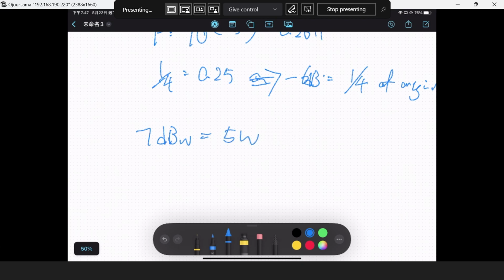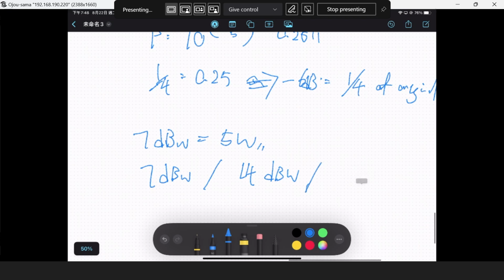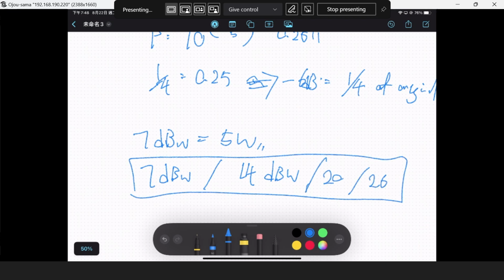If they don't give you the original power, we will say that 1 watt is the input or the anchor point. So they will give you magic numbers. You also have to remember 7 dB watts, 14 dB watts, 20, and 26. These numbers appear in your exam.